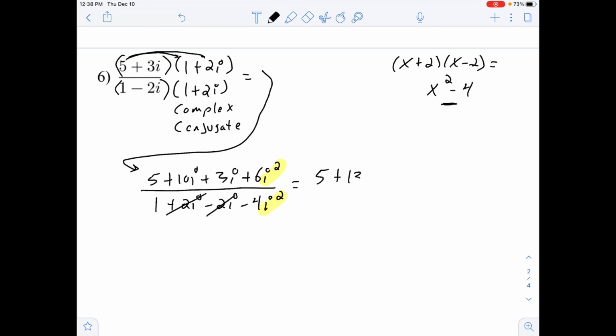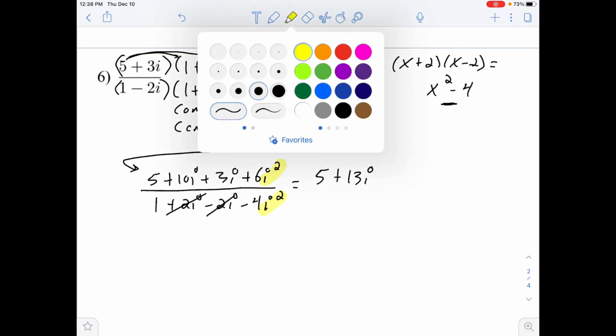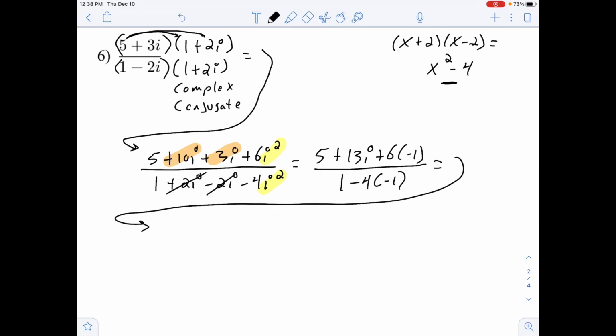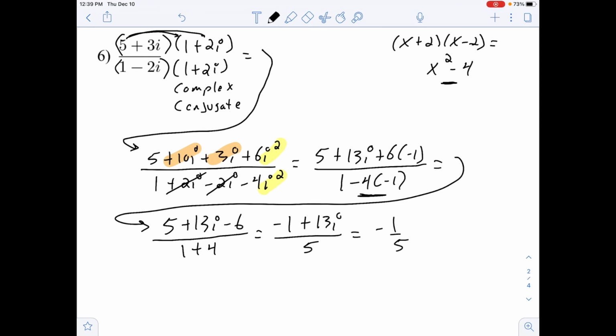So then up top, we got 5 plus 13i, because these two right here are like terms. And then plus 6 times negative 1 over 1 minus 4 times negative 1. And then I'll just bring it down over here. So this will become 5 plus 13i minus 6 over 1 plus 4, because minus a negative times a negative. And then from here, we have negative 1 plus 13i over 5, which is more than likely going to be written like this, negative 1/5 plus 13/5 i, which is your standard form there.